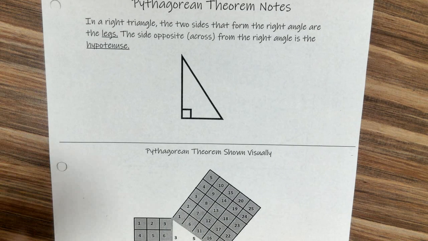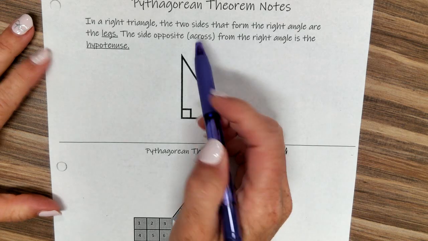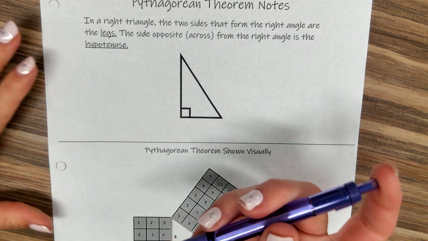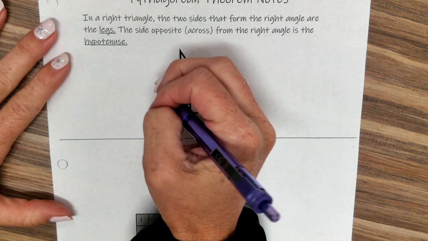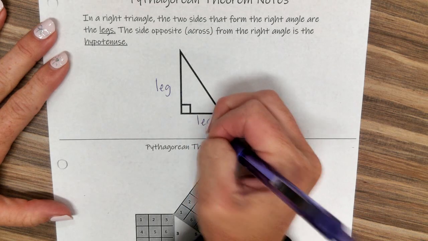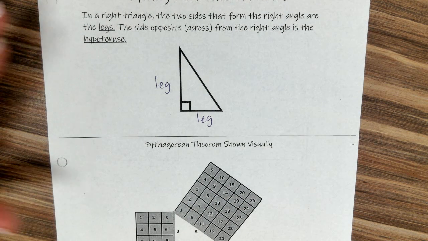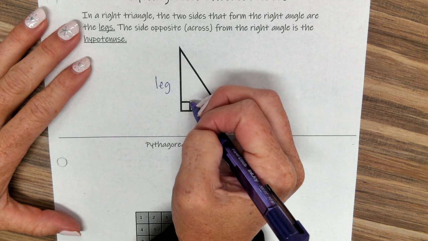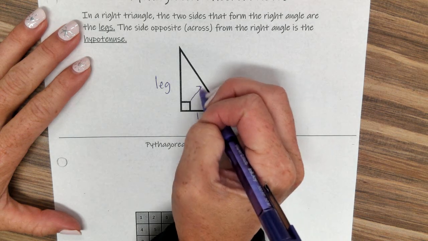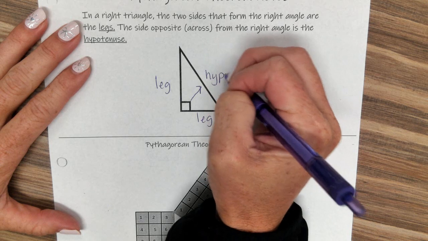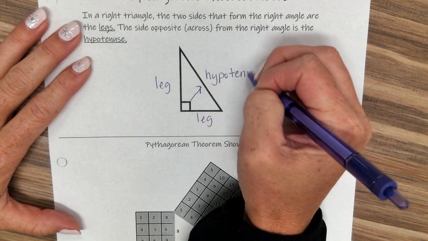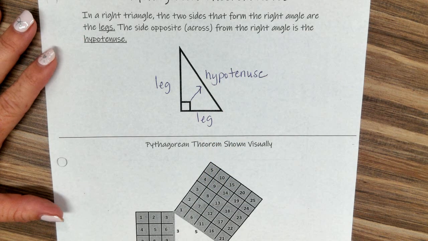So go back up to the top. In a right triangle, he named the sides. And he said, we're going to call the two sides that form the right angle legs. So here's your right angle. This is going to be a leg, and this is going to be a leg. Then he said the side across from the right angle, which is the biggest side, is going to be called the hypotenuse. I don't know why he came up with that name, but that's what he wanted to use.